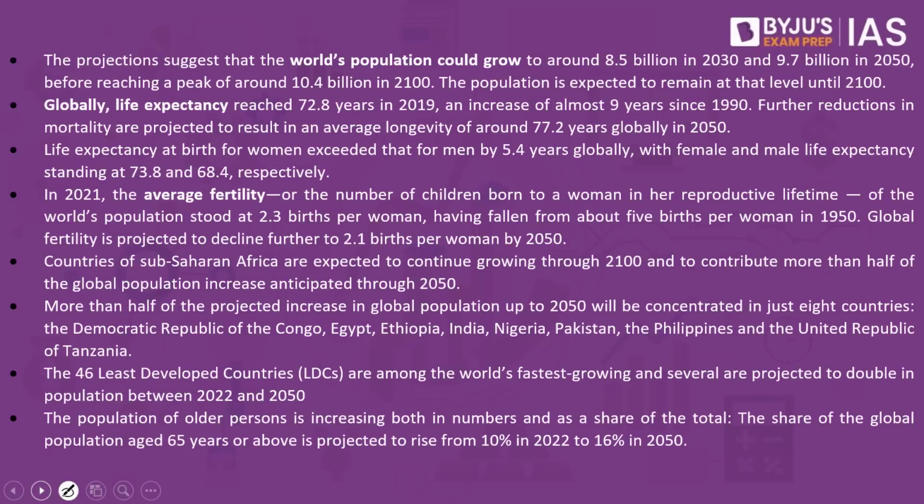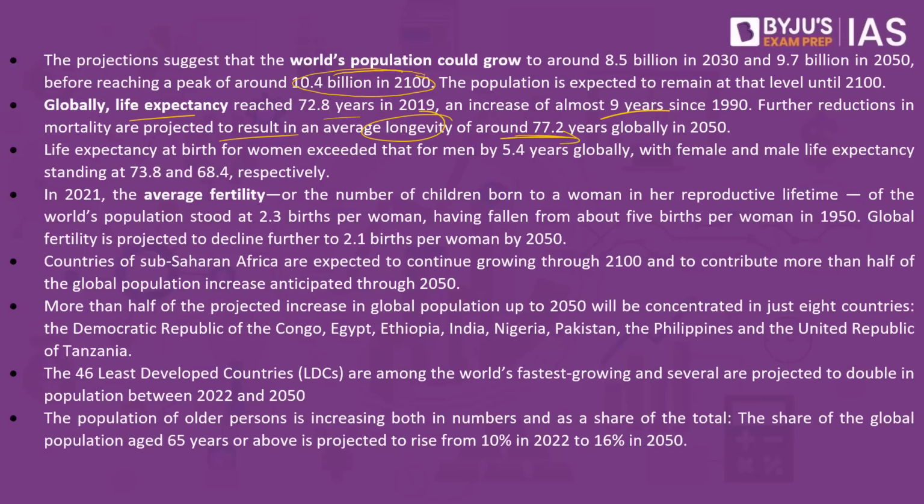Let's look into the statistics. According to the report, the projection suggests that the world's population could grow to around 8.5 billion in 2030, 9.7 billion in 2050, before reaching a peak of about 10.4 billion in 2100. The population is expected to remain at that level until 2100. Globally, life expectancy reached 72.8 years in 2019, an increase of almost 9 years since 1990. Further, reductions in mortality are projected to result in an average longevity of around 77.2 years globally in 2050.